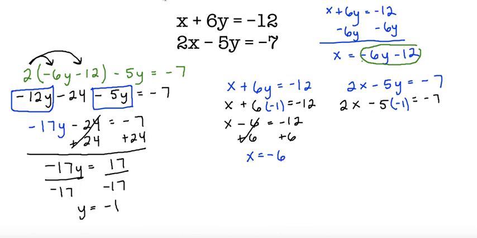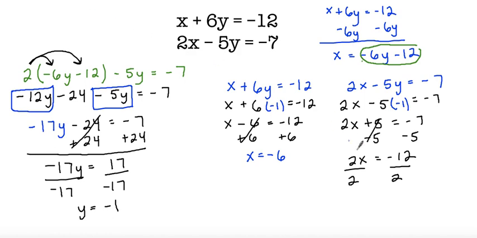And here we have 2x. Negative 5 times negative 1 is positive 5 is equal to negative 7. So we'll subtract both sides by 5. We end up with 2x is equal to negative 12. Divide both sides by 2. And we end up with x is equal to negative 6. So our two lines meet at one coordinate, and that one coordinate is negative 6, negative 1. And that's it.